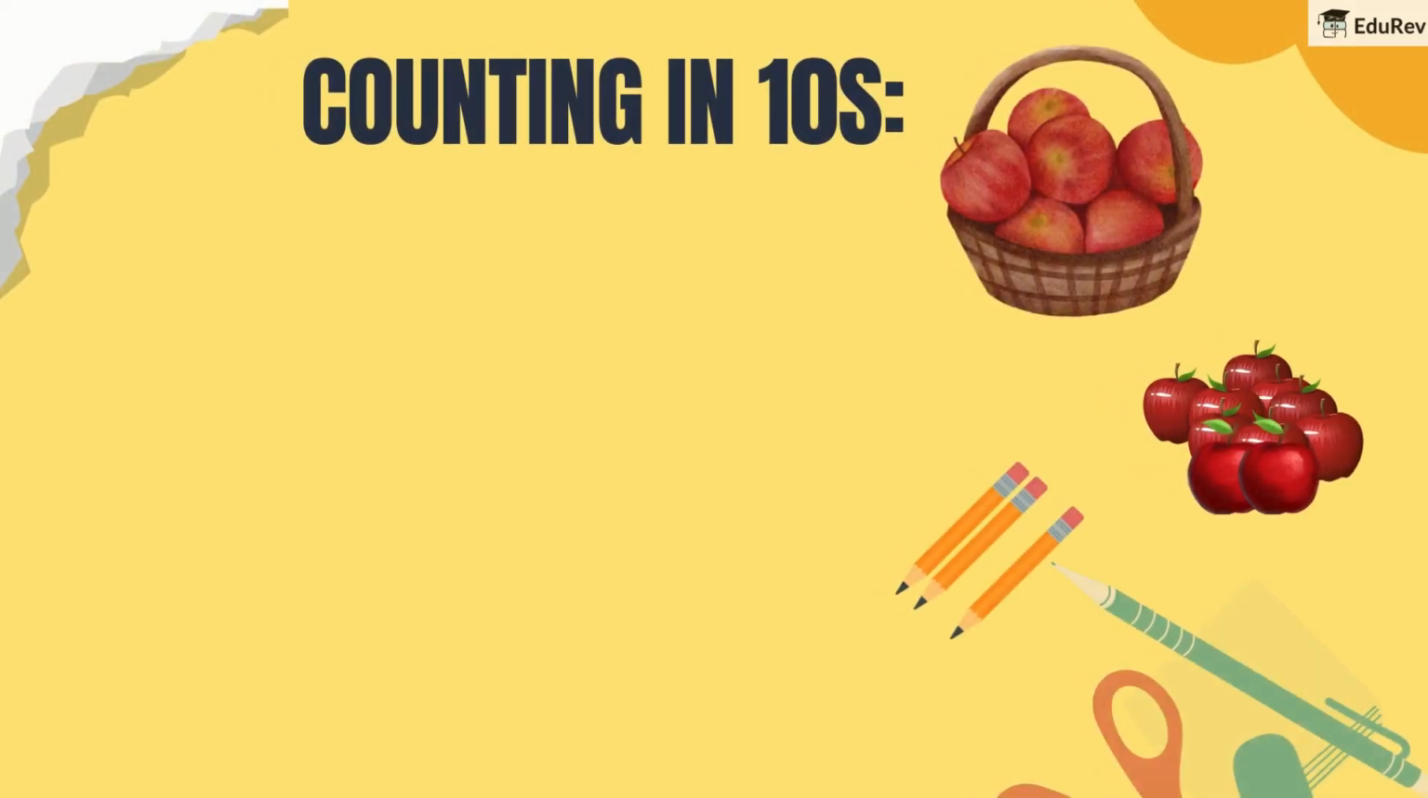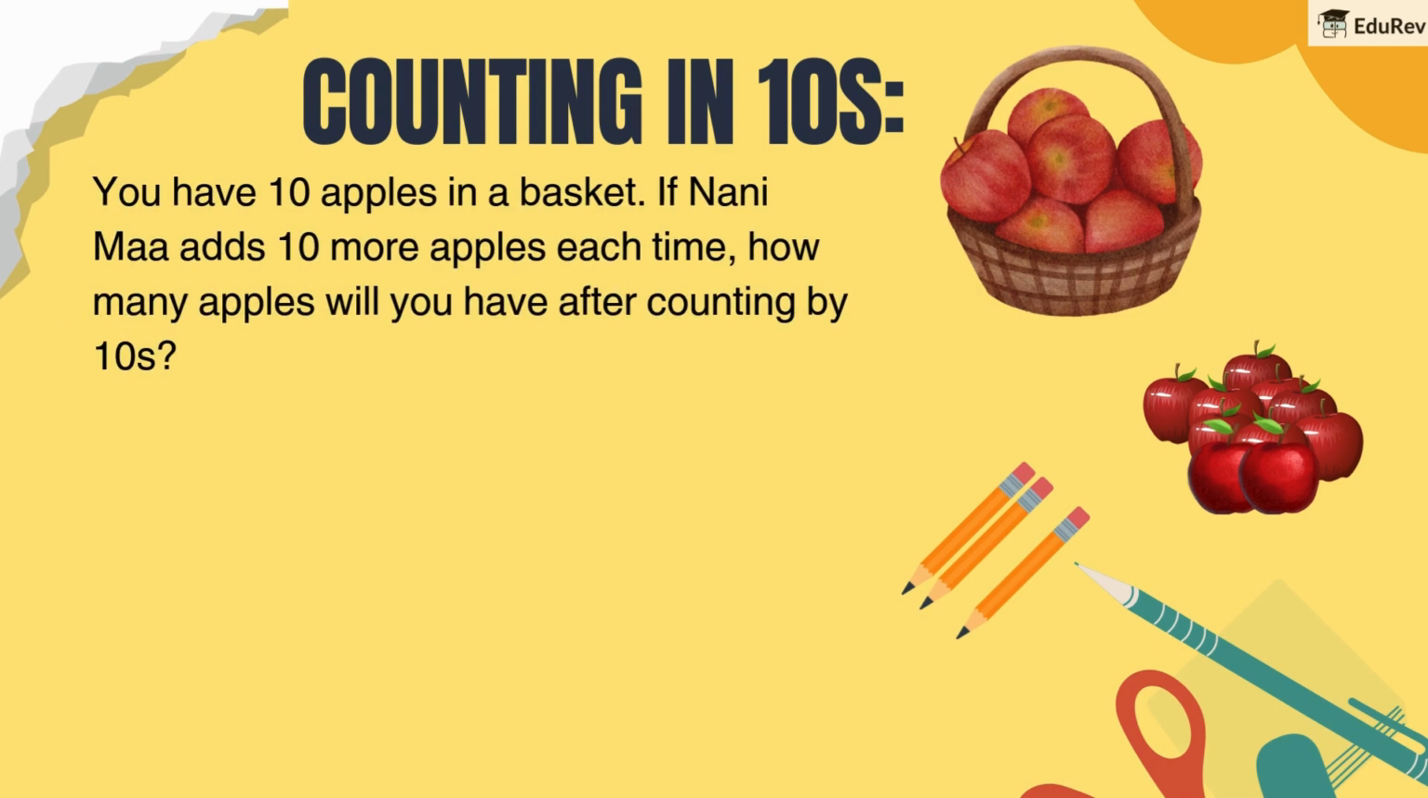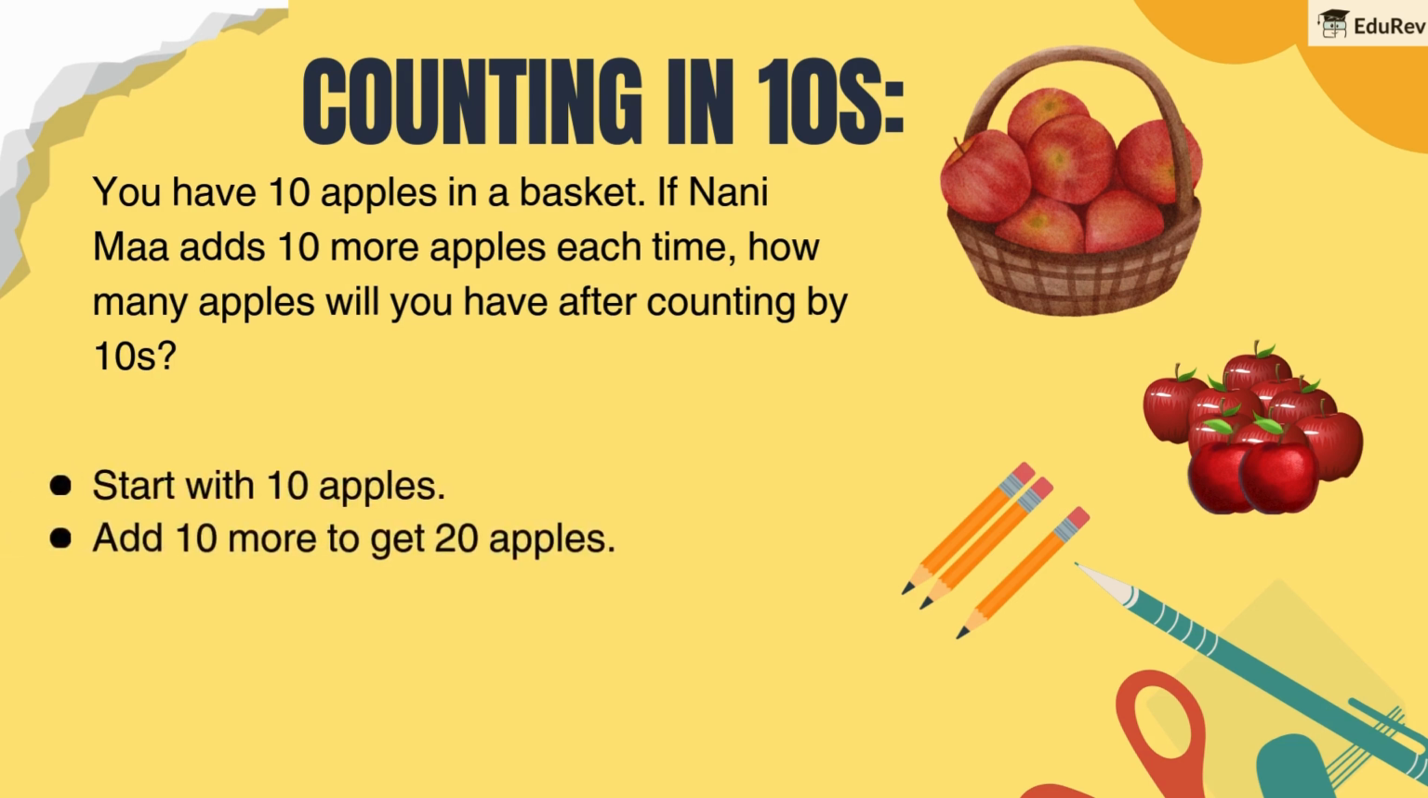Now let's practice counting in tens. You have 10 apples in a basket. If Nani Ma adds 10 more apples each time, how many apples will you have after counting by tens? Start with 10 apples, then add 10 more to get 20 apples, and add 10 more to get 30 apples.